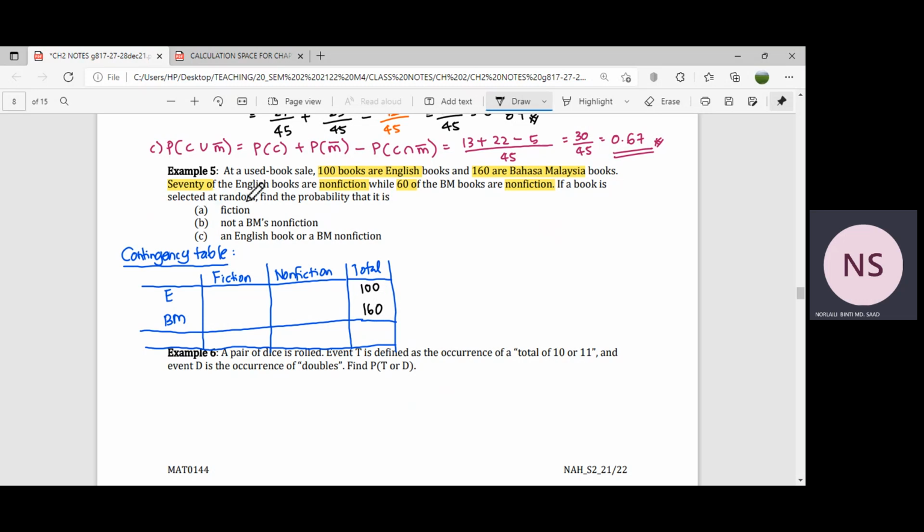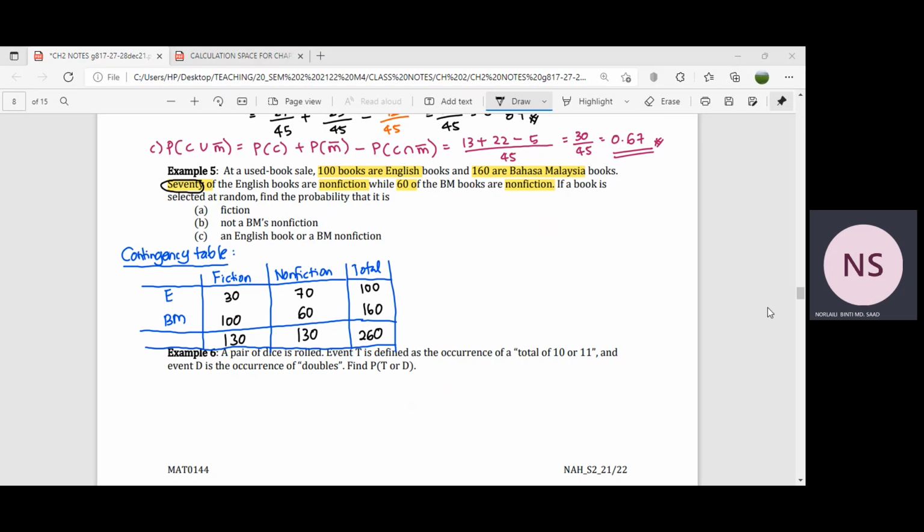Then 70 of the English books are non-fiction, so English non-fiction is 70. It means the balance will be the fiction English books. Then 60 of the BM books are non-fiction, so BM non-fiction is 60, and the balance will be 100. We total up here, we have 130, and here also 30. The total of all books is 260. You can add 100 plus 160.